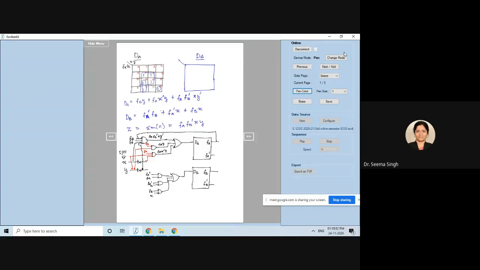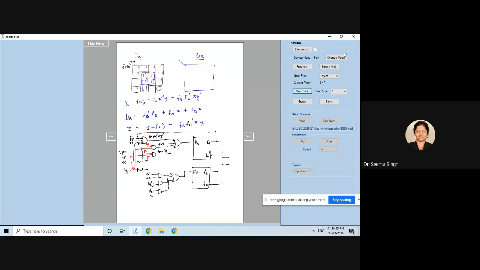Now what about your Z? Z is also there, right? So for Z, what is the equation? Z is FA, FB dash, and so you have to show all that. So FA, right? Then FB dash, right? Next you have your X and Y.